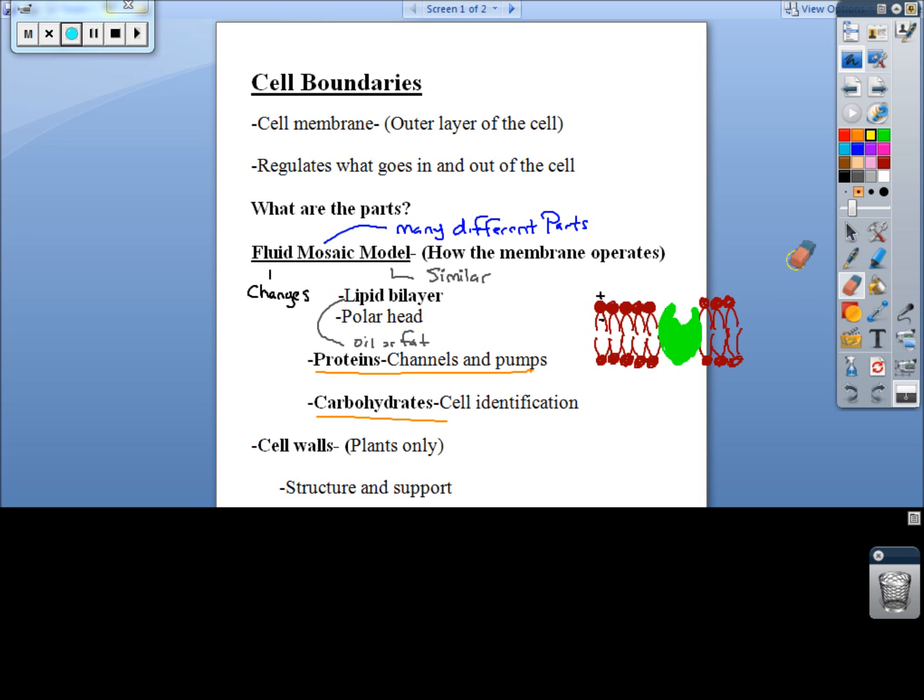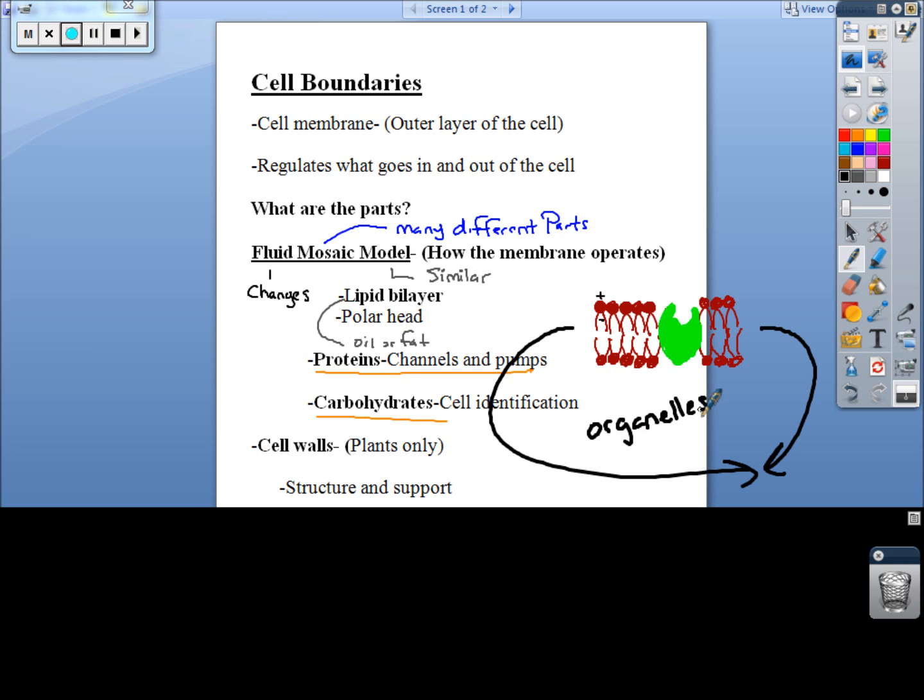And this just goes on all the way around the cell. And there might be different channels and proteins. It just makes a complete cell. And then all the inside here, you have all the organelles. Okay. And then so you have a protein pump or channel. And then we put a few more of these little bilayers in here. The lipid bilayer.